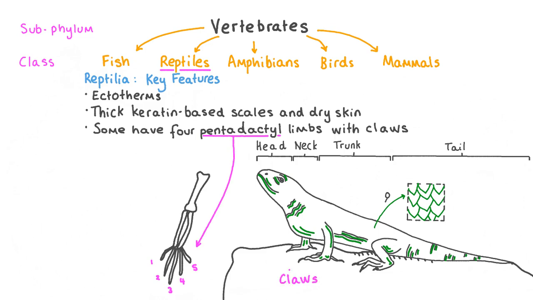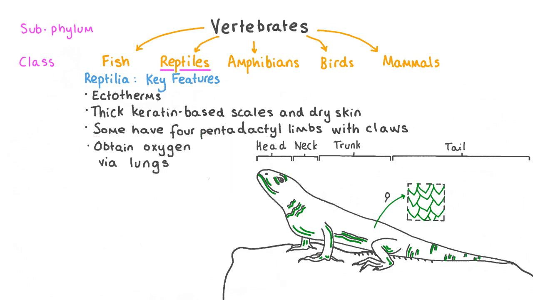And these digits often end in sharp claws, as you can see in this lizard, to help them grip onto surfaces and aid the movement of their bodies. This is only in some reptiles, however, as snakes, for example, have no limbs at all. Unlike fish, which obtain oxygen through their gills, reptiles have lungs to inhale oxygen.